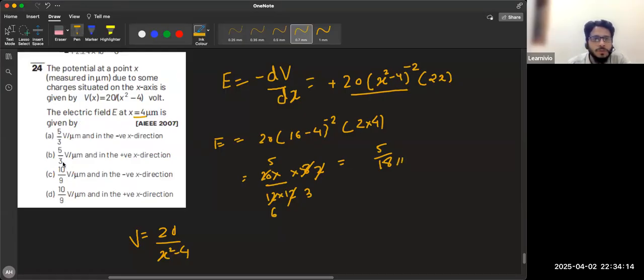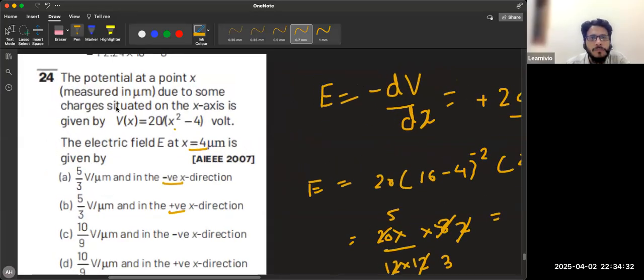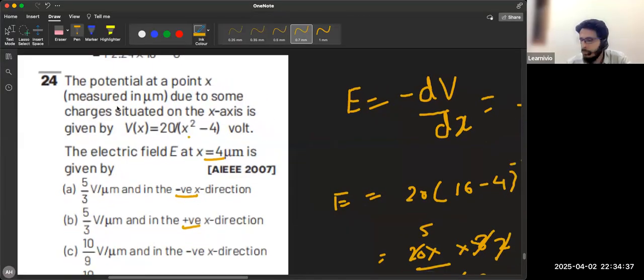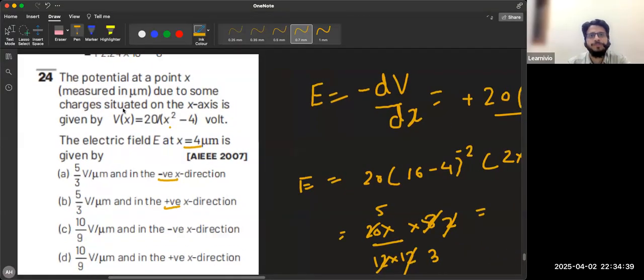There's some issue in one of the options. Basically, it repeated both. No, it's not repeated. It's minus x-axis and plus x-axis. There's some issue with the options. Just note it down.